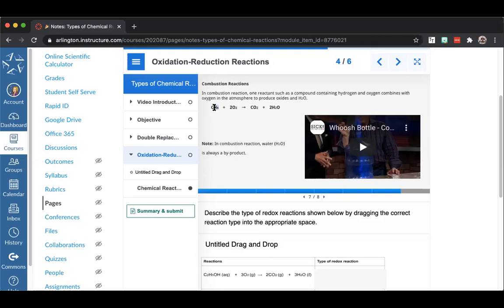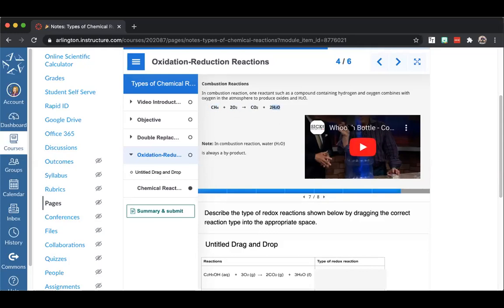There are some times when this first compound, the hydrocarbon, might have some oxygen in it too. There are some hydrocarbons that have some oxygen in them, but if all it is is C and H and then maybe 1 or 2 O's, and the rest of it looks like this, O2 and then producing CO2 and H2O, it's this pattern, it's combustion, okay?